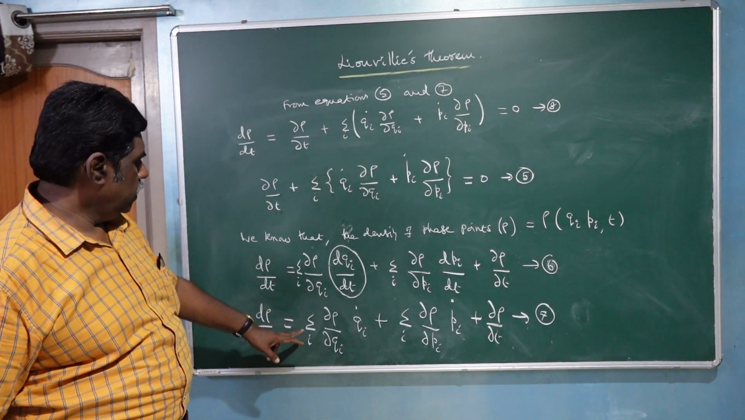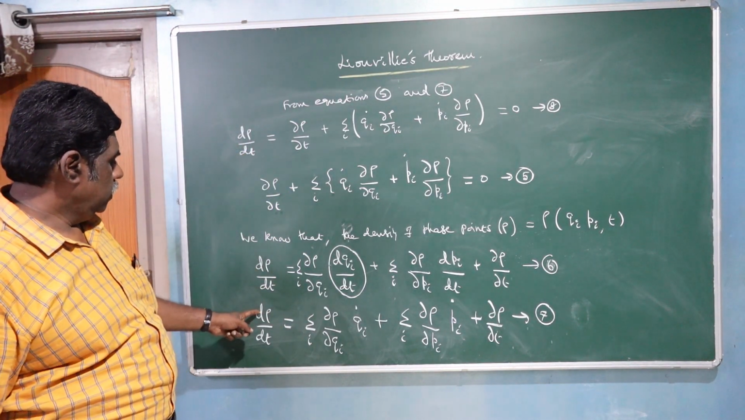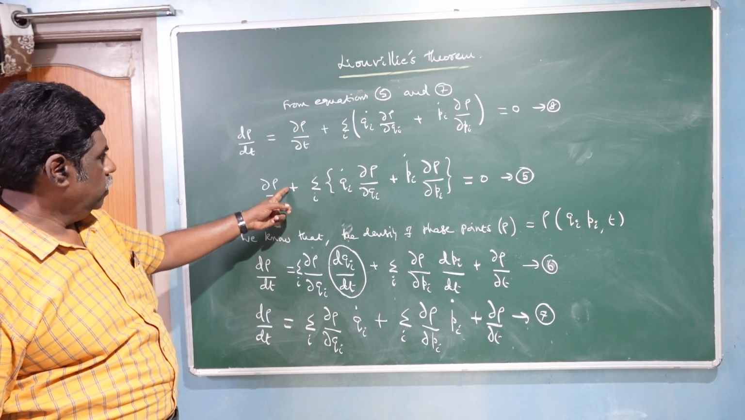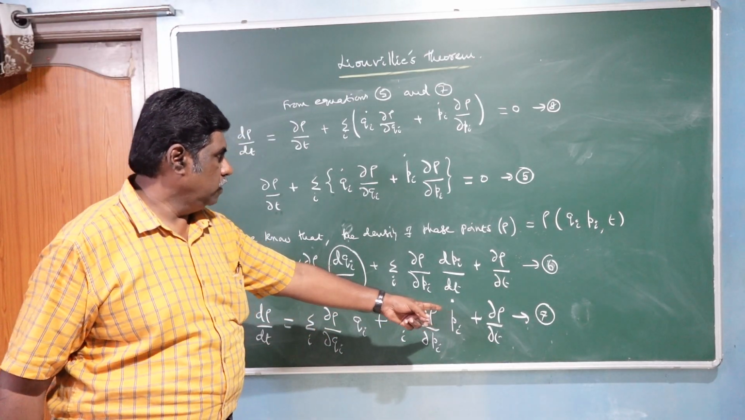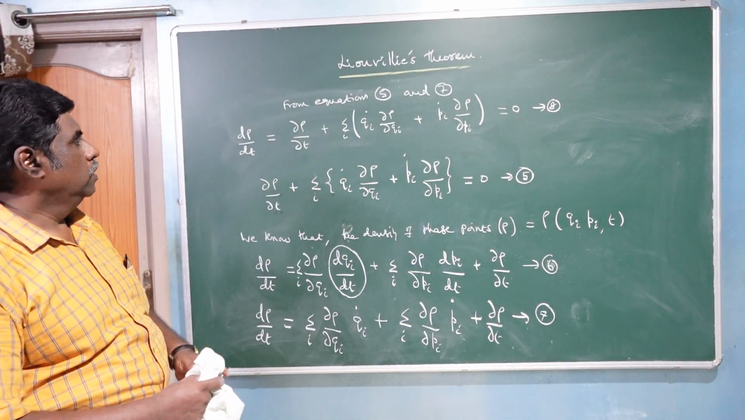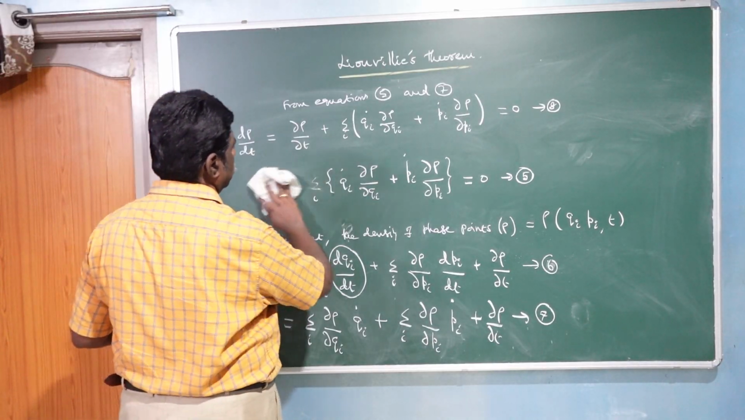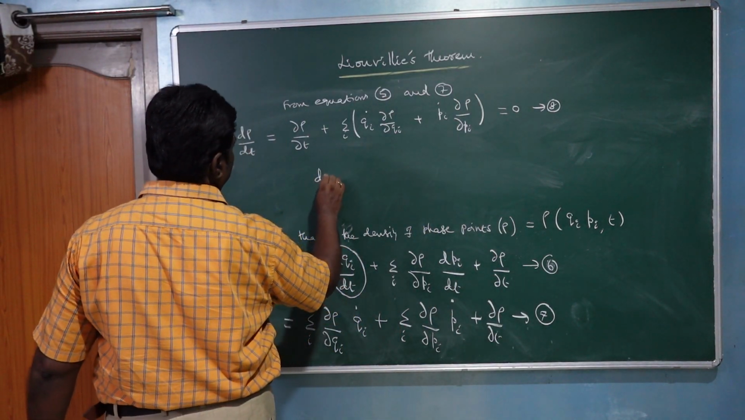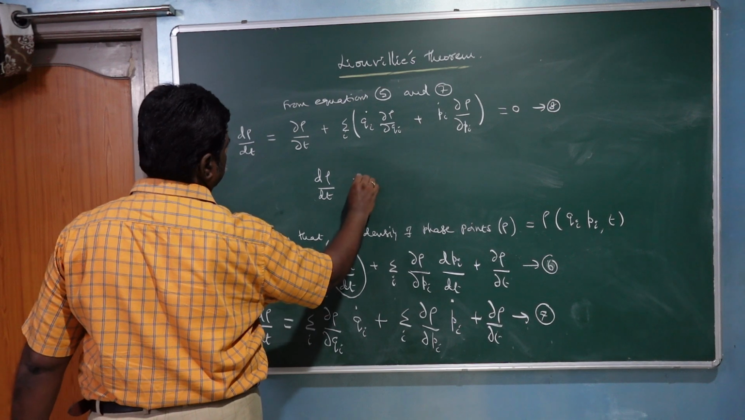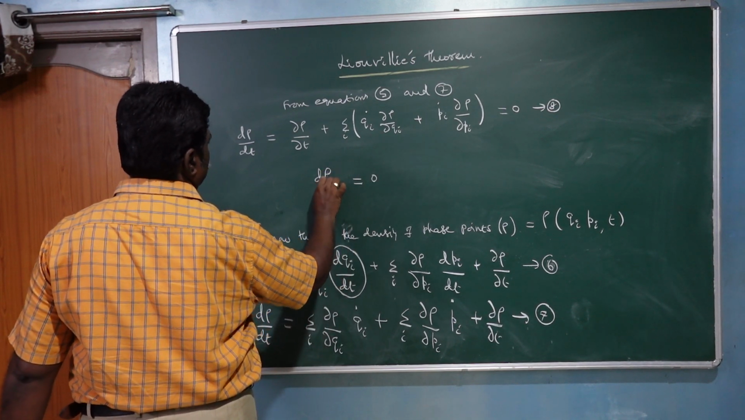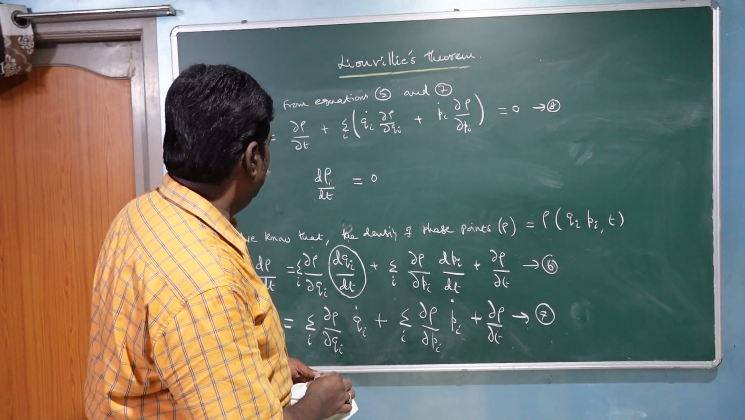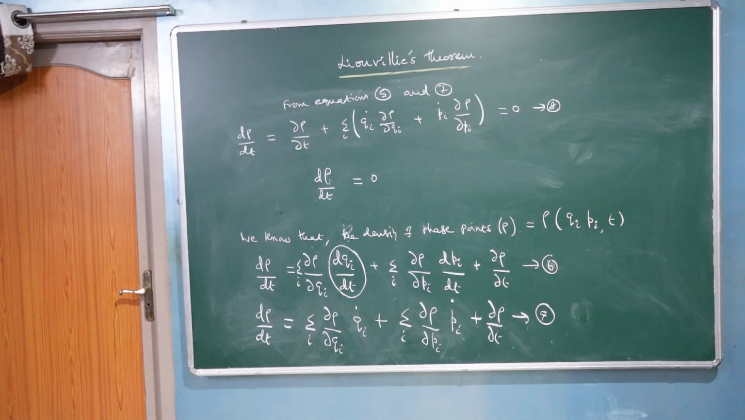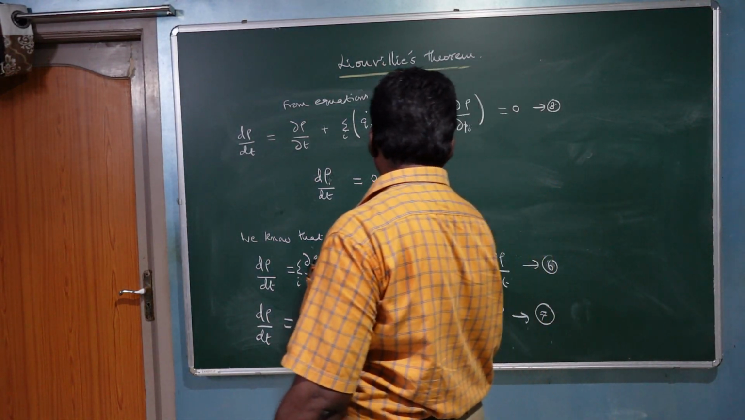Using 5 and 7, we have done this. Actually, from equation 5, the value of the right hand side of equation 7 is 0. From equation 8, we may write d rho by dt equal to 0. This is our first theorem. The rate of change of the density of phase points in phase space is 0. We have proved the first theorem.